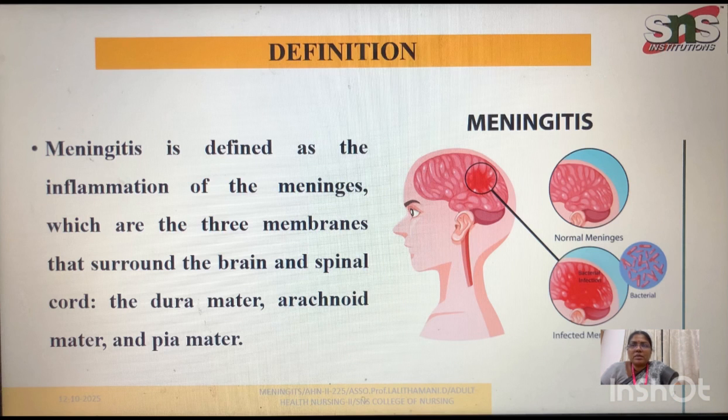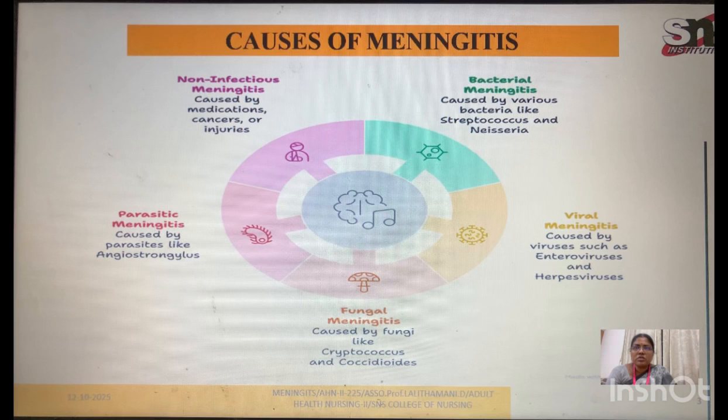So the definition: meningitis is defined as the inflammation of the meninges, which are the three membranes, the layers that cover the brain and the spinal cord. The three layers are the dura mater, arachnoid mater, and the pia mater. When these three meningeal layers are inflamed or infected with bacteria, virus, or any other organisms, we call that meningitis. In the image you can see that.